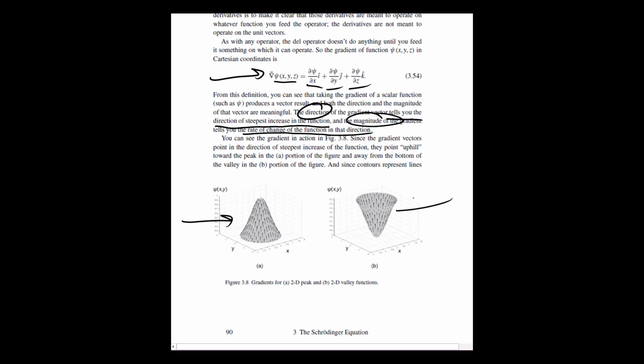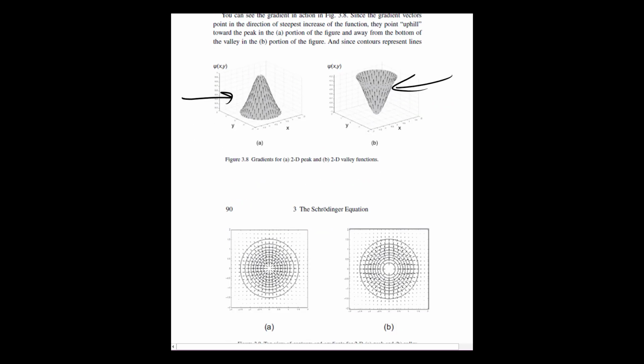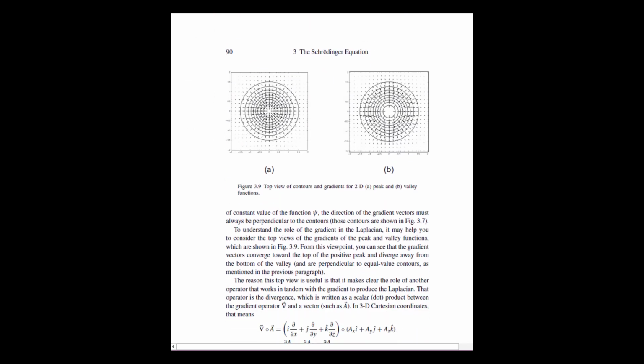But what if we have a valley function? Again, they're pointing uphill. They're pointing the way out of the valley. I think it's helpful to see these from a top view. So now we're looking down on our positive peak and down on our valley. And notice the gradient vectors are pointing in toward the positive peak and away from the negative peak. I've also put in some lines of constant value. You can see that the gradient is perpendicular to those.